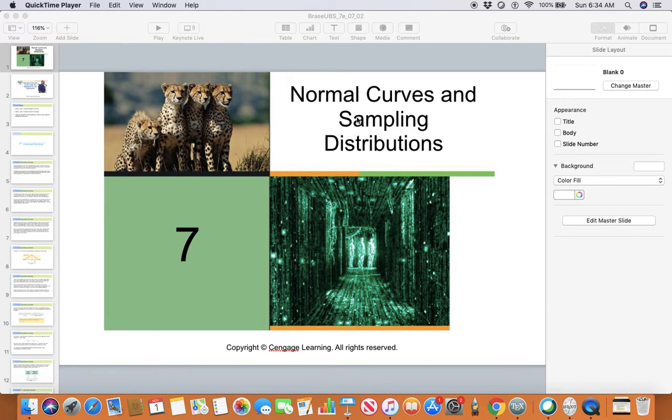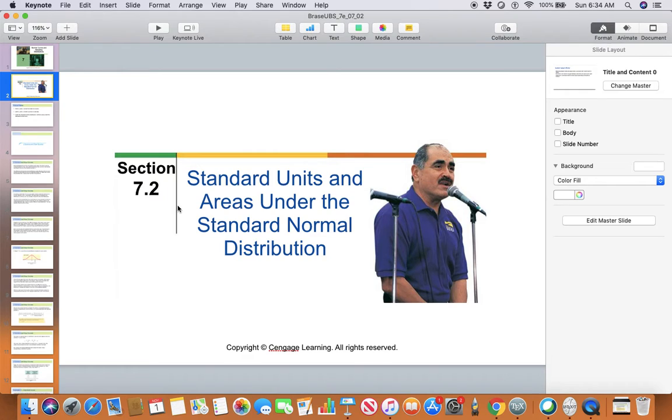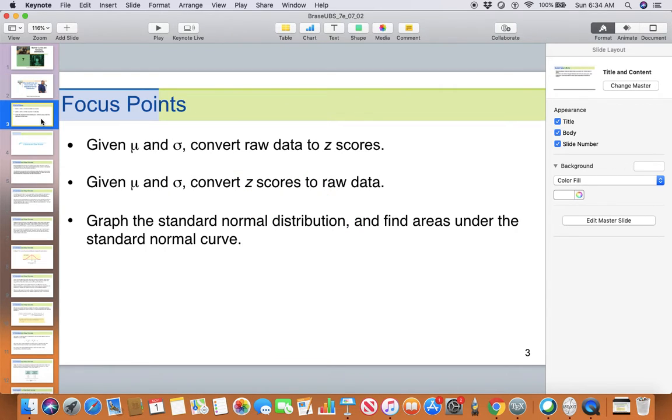Chapter 7, Normal Curves and Sampling Distributions, Section 7.2, Standard Units and Areas under the Standard Normal Distribution. Focus points of this section are: given mu and sigma, convert your raw data to z-scores. Given mu and sigma, convert z-scores to raw data. Graph the standard normal distribution and find areas under the standard normal curve.